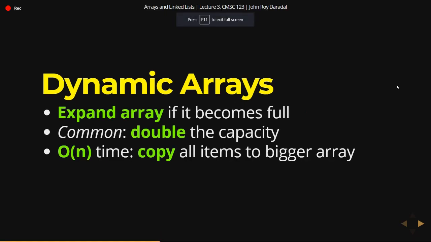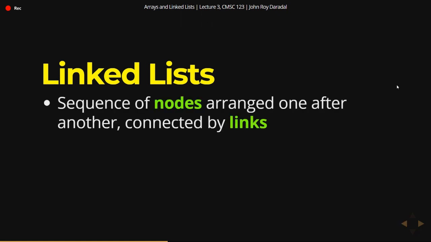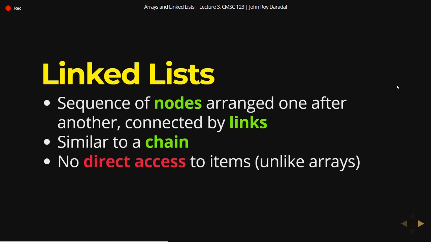So that is arrays. Next, we have linked lists. Linked lists are a sequence of nodes arranged one after another, which are connected by links. So it's similar to a chain, okay, wherein you have links from one node to another. However, unlike arrays, you don't have direct access to items.